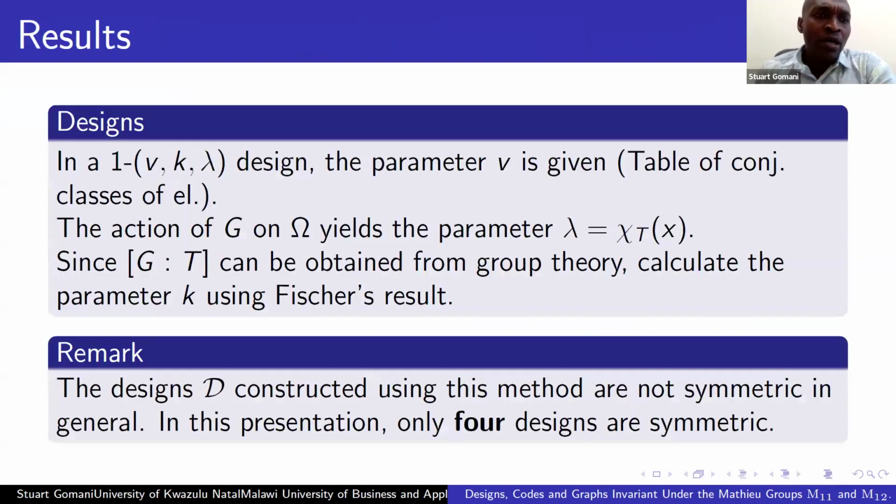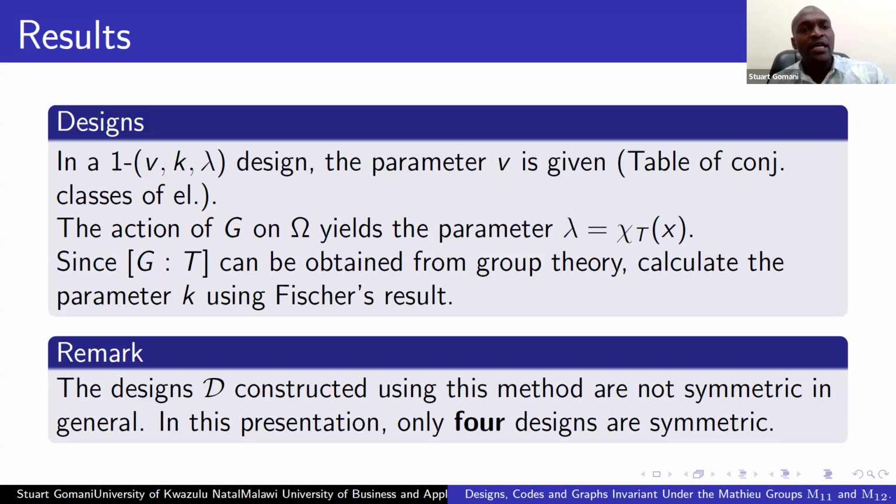Now, in a 1-(v, k, lambda) design, the first parameter of the design, v, is given. We can obtain that from the table of conjugacy classes of elements. The moment we allow the group to act on omega, the action gives us the parameter lambda, which is the Pi sub T of X, the permutation character afforded by that action.